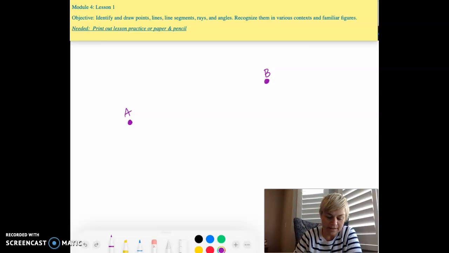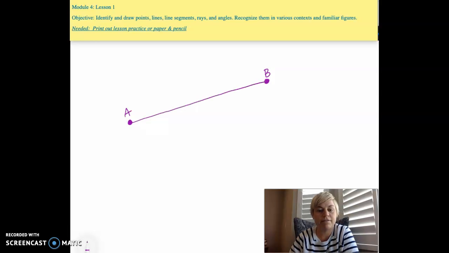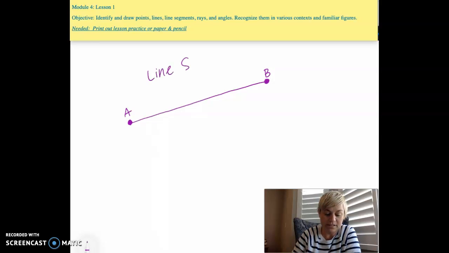Now if I'm going to connect them, I'm going to use something straight to draw. If I was doing this on the whiteboard, I'd use a yardstick, but I don't have one here at home. So I just kind of eyeballed it. And now we have a line that starts here at A and ends at B. And so it is called a line segment. What's it called, everyone? Yes, a line segment. Thank you. Thank you for following along.